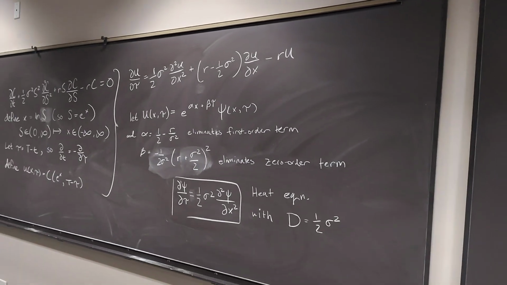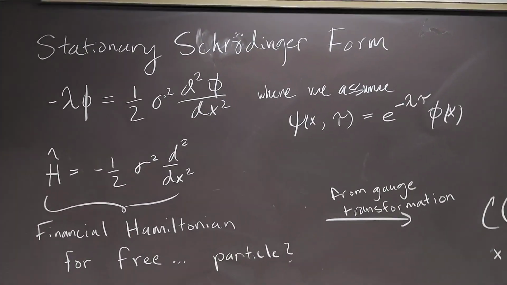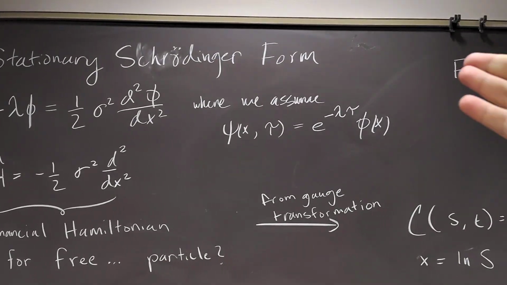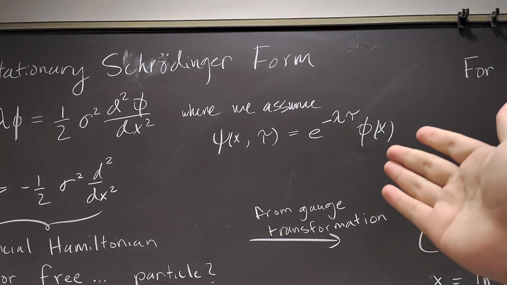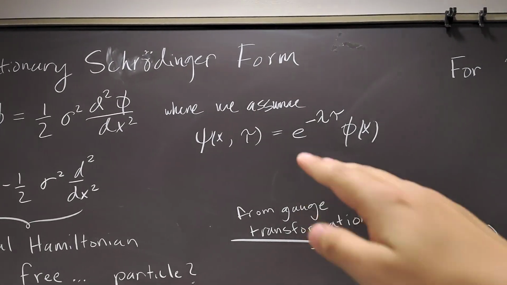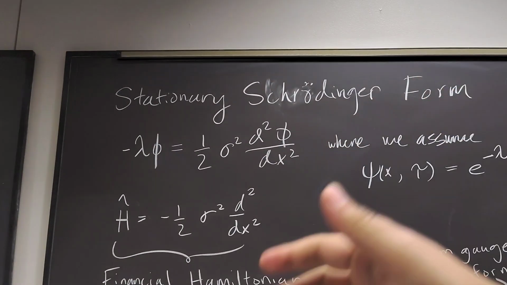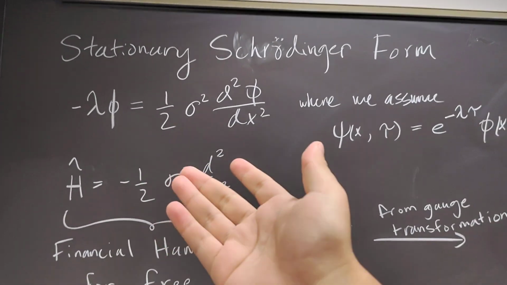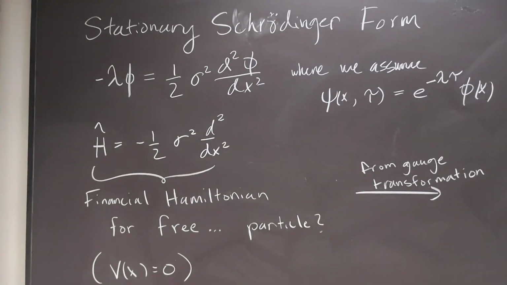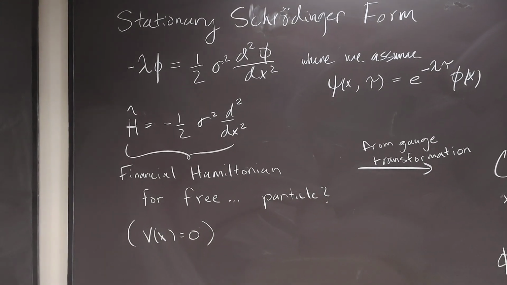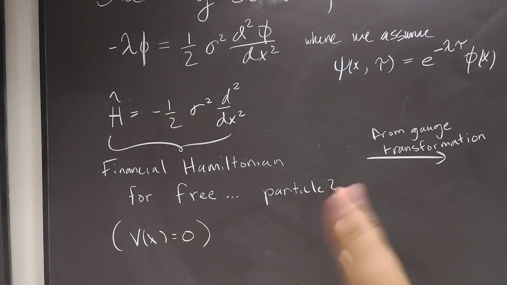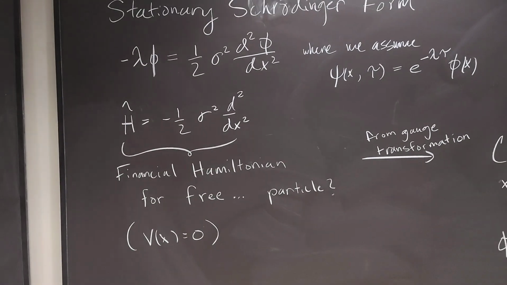Okay, we can go a step further. Let's assume that we can separate the time to maturity and the spatial coordinates. When we assume this, we can then arrive at this equation here, and this is the stationary Schrodinger equation from quantum mechanics. It turns out we get a financial Hamiltonian for a free particle, with the potential equal to 0.